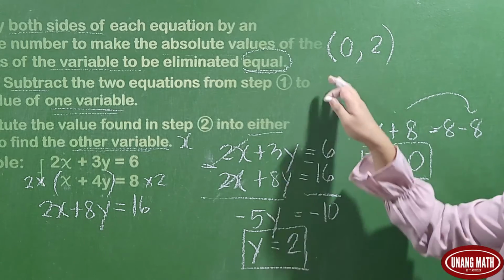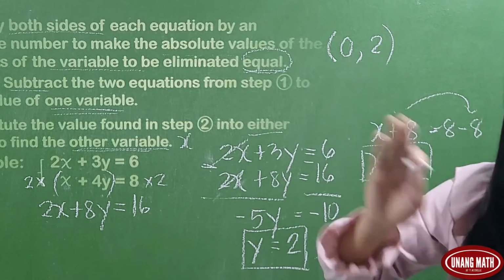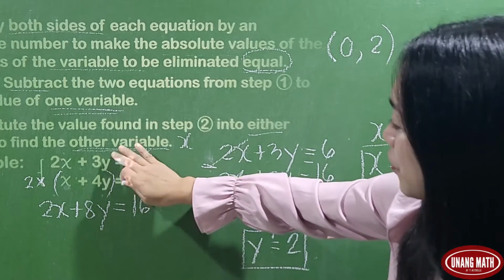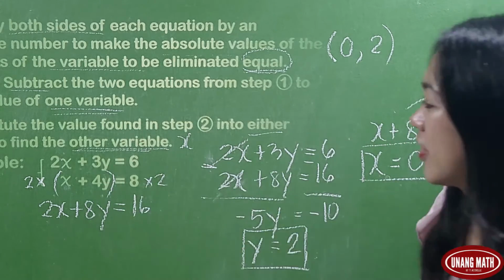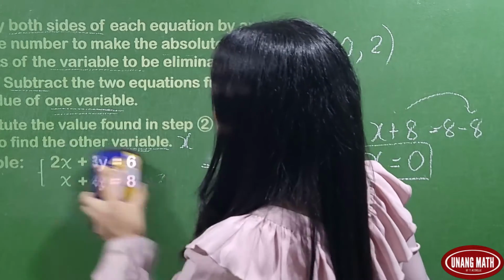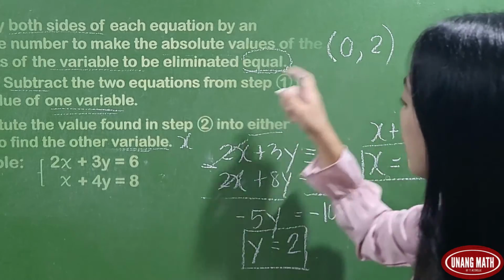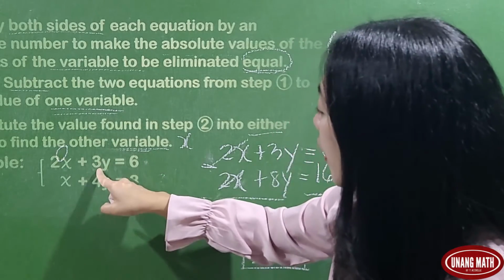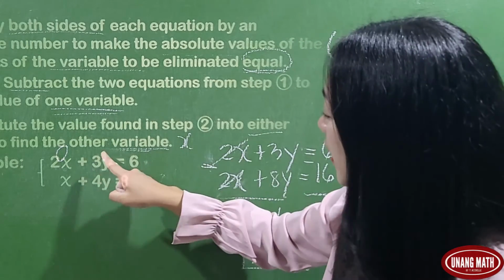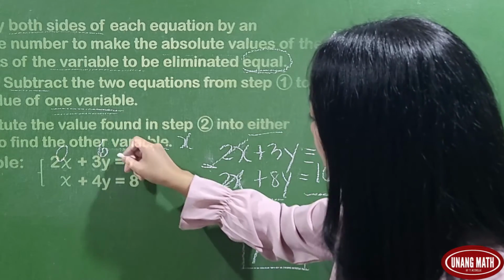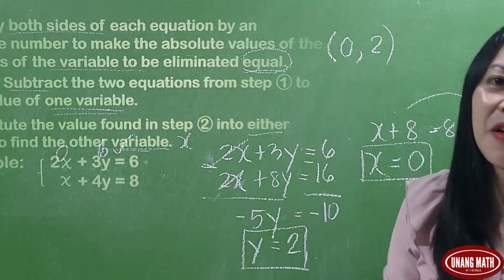Okay, let's check if these values are correct. We will substitute in each equation. Let's start with the first one: 2x plus 3y is equal to 6. 2 times 0 is now 0. Y is 2, so 3 times 2 is 6. 6 is equal to 6, so this is correct.